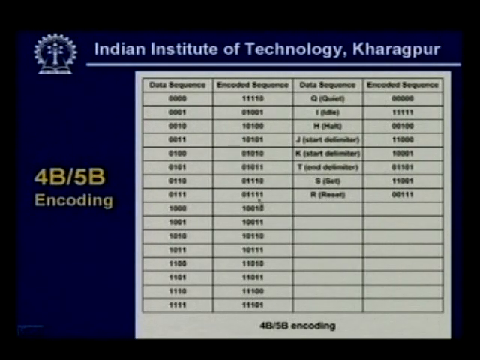No more than one leading 0, you see, we do not find more than one leading 0, and no more than 2 trailing zeros. Here there are 2 trailing zeros, but you will not find 3 trailing zeros anywhere. So, this is how the encoding is done. However, you have some other codes which are used for other purposes like quiet, idle, halt, essentially control codes. But so far as the data codes are concerned, it satisfies that synchronization property and it helps you to achieve error detection.